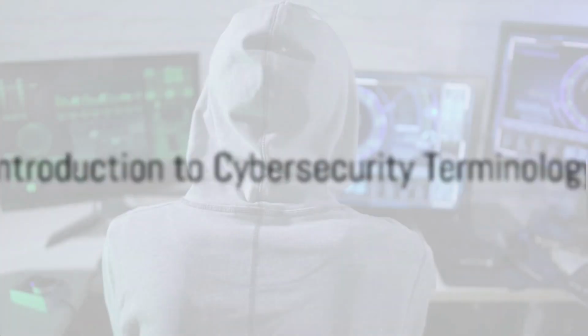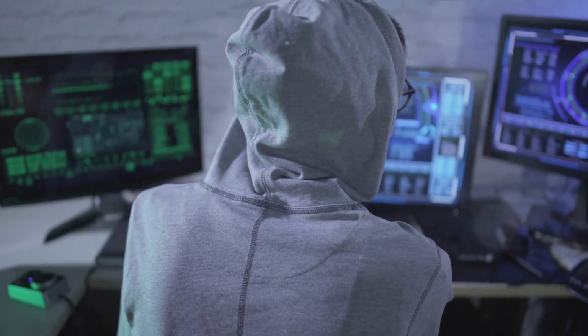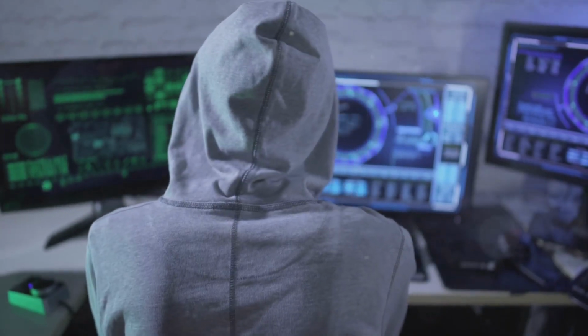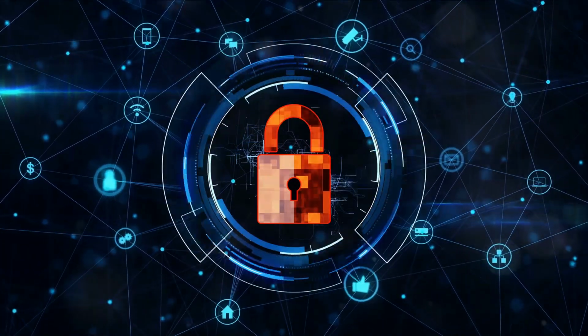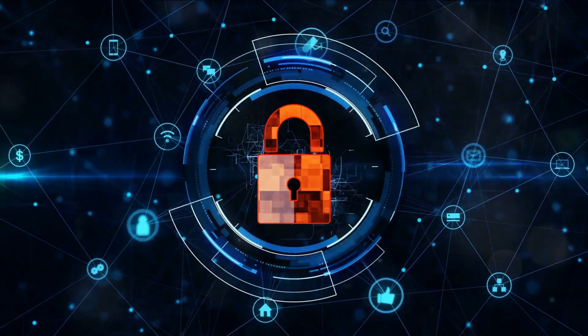In the realm of cybersecurity, knowledge is your strongest defense. It's like being on a battlefield where understanding the language of your enemy gives you an edge. So let's demystify the jargon. We start with cybersecurity vocabulary, the fundamental terms that form the backbone of any security-related conversation.